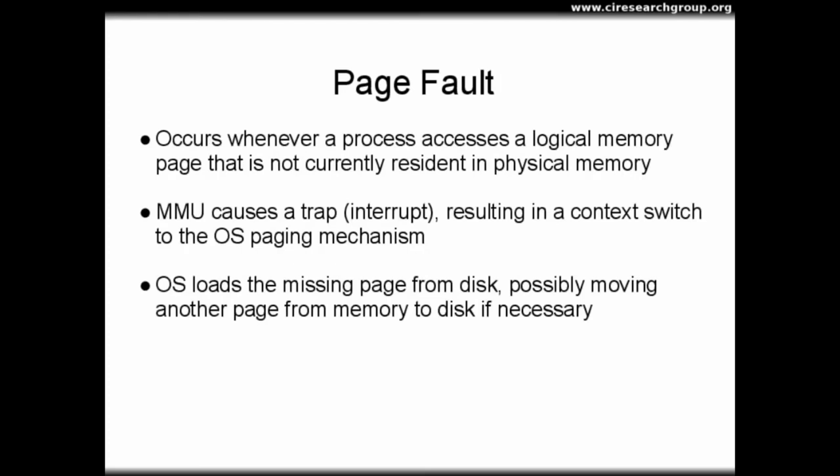Some assistance from hardware is required to determine when a page swap needs to be performed. When translating a page number to a frame number, the MMU checks to see if the corresponding frame is resident or loaded in RAM. If the frame is present, the memory access proceeds as normal. If the frame is not present in RAM, however, the MMU generates a page fault, which is a CPU exception that is similar in concept to an interrupt.